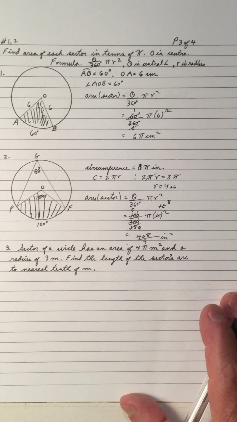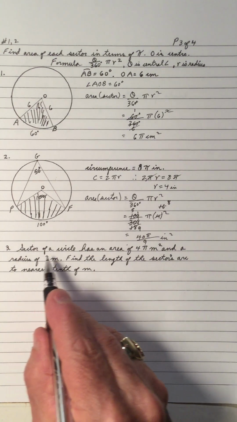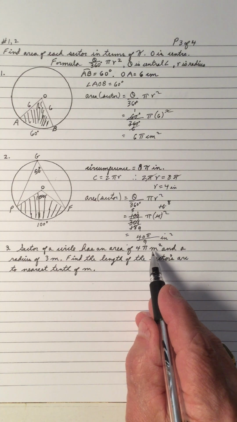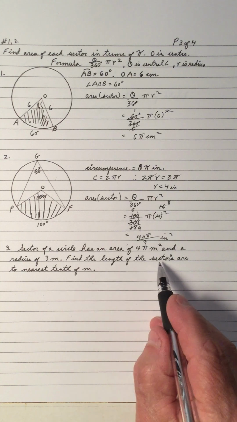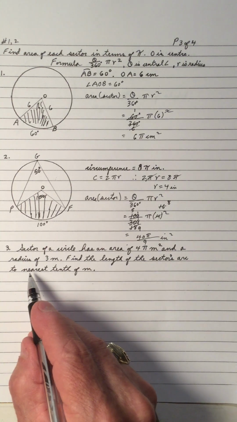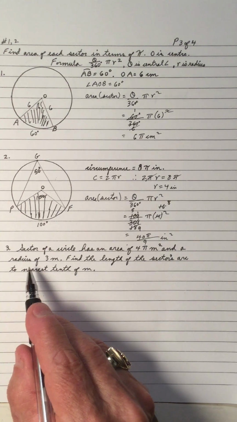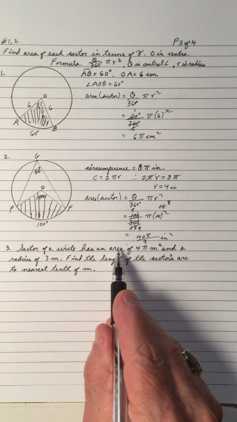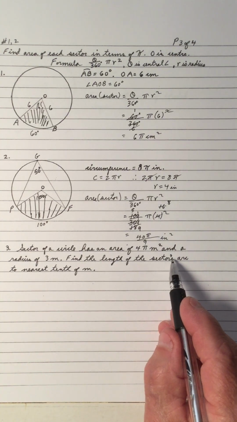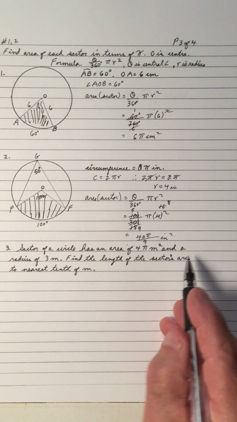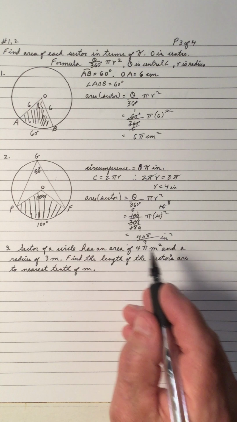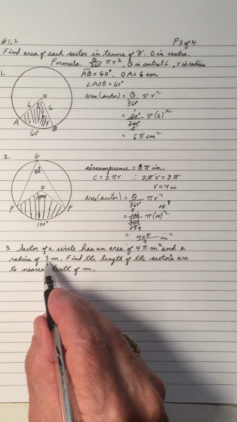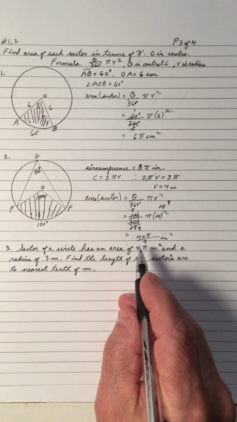Now we have another problem. The sector of a circle has an area of 4 pi meters squared and a radius of 3 meters. Find the length of the sector's arc to the nearest tenth. So here we have the area of a sector and we want to find the length of the arc. We have the radius, 3, and the sector has an area of 4 pi. We have to find the arc length.